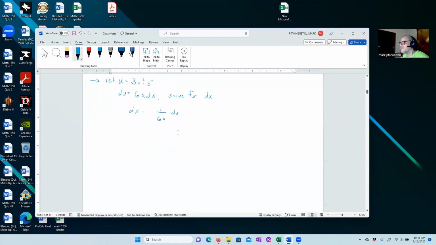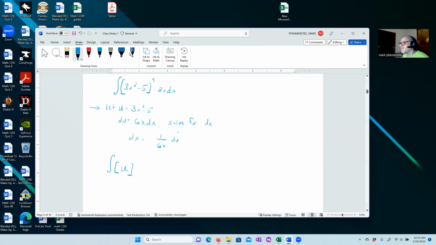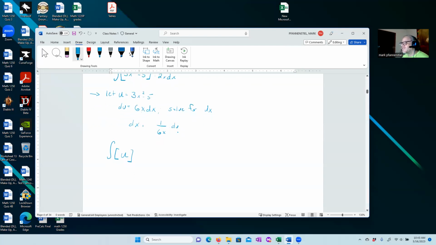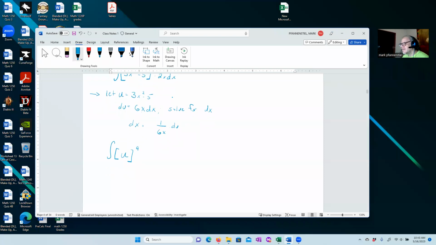So when I go to plug this back into my equation here, we're going to have the integral of, well, what is this piece in the middle here? This is just u, because our u is 3x squared minus 5. So that's u to the fourth. And then what do we have over here? We have 2x, from the original problem. We still have a 2x here.